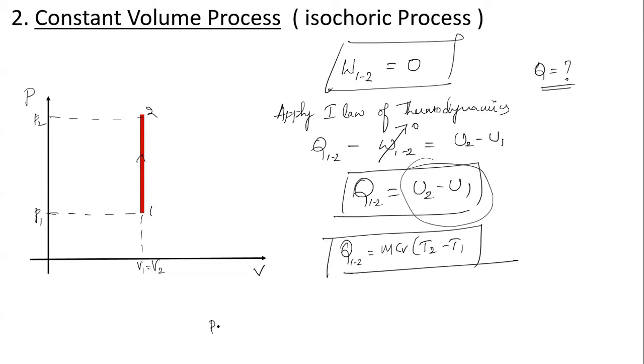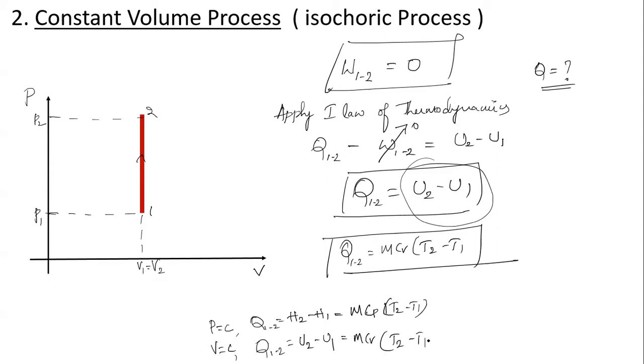Therefore, what we can conclude is, for a constant pressure process, Q1 to 2 is H2 minus H1, change in enthalpy. For a constant volume process, it is change in internal energy. That can also be written as, for this it is mCp (T2 minus T1), and for this it is mCv (T2 minus T1).